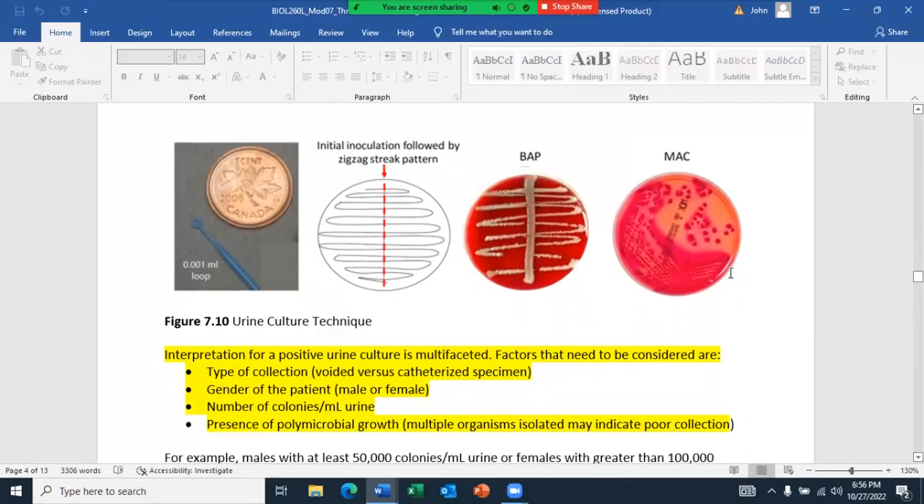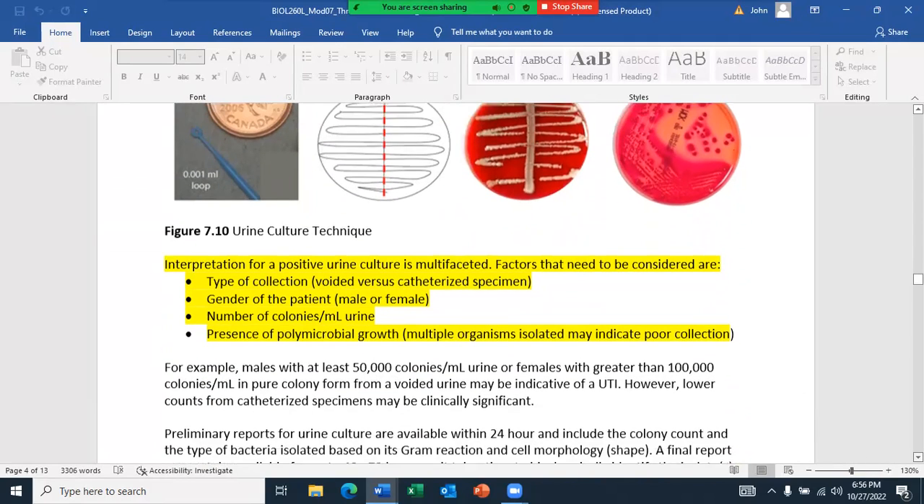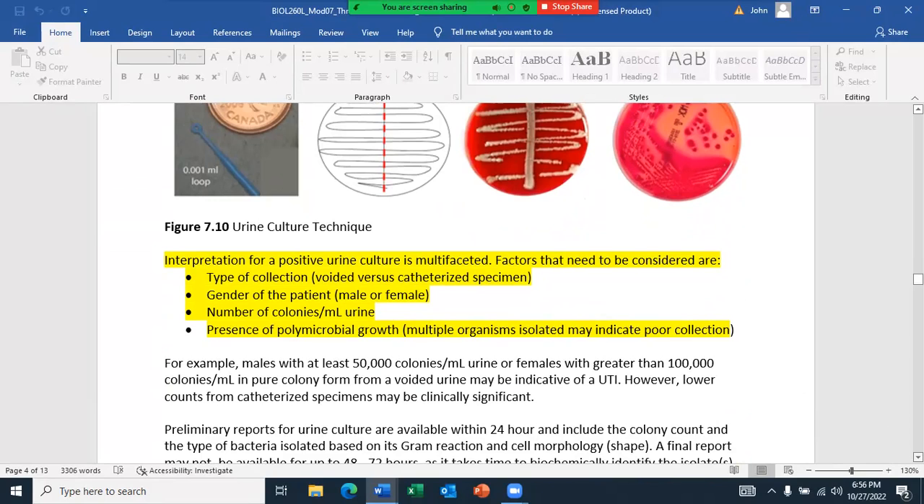The interpretation for a positive urine culture is multifaceted. There are different factors to consider.